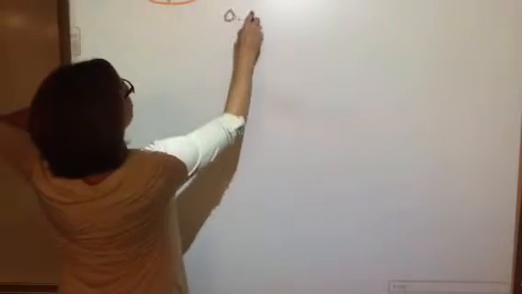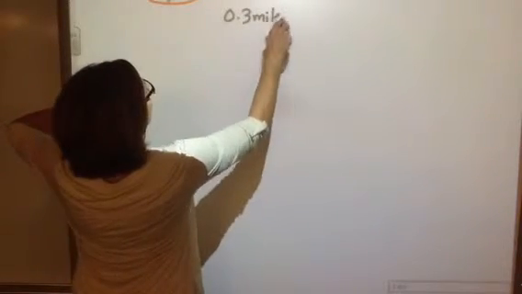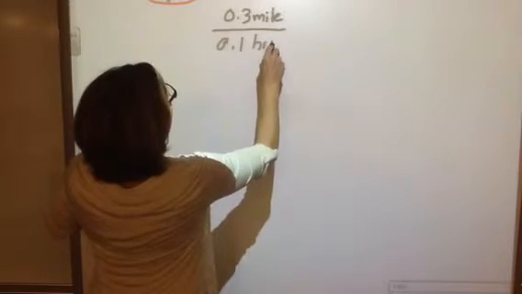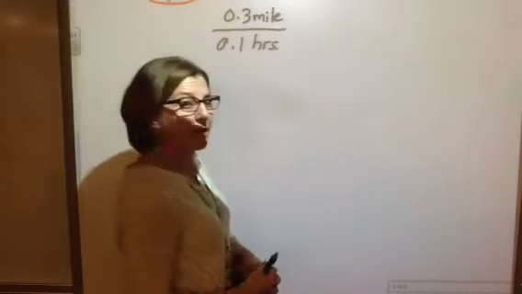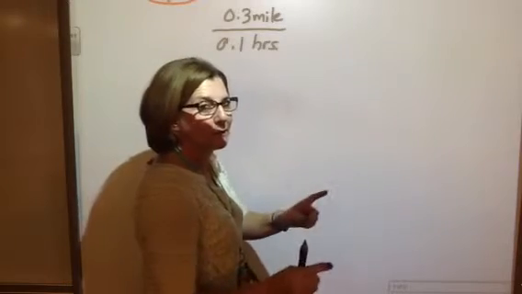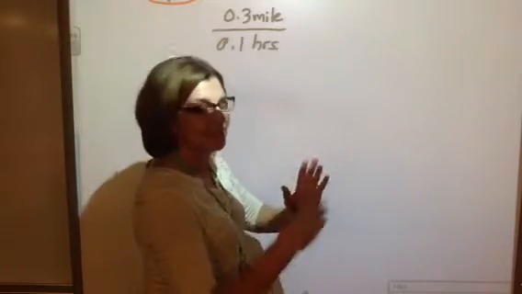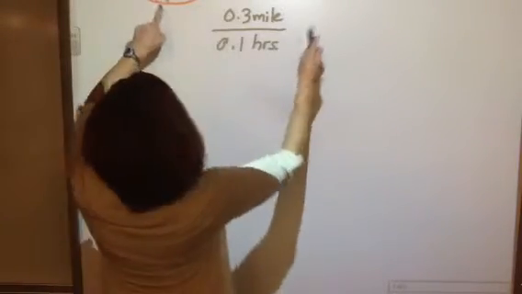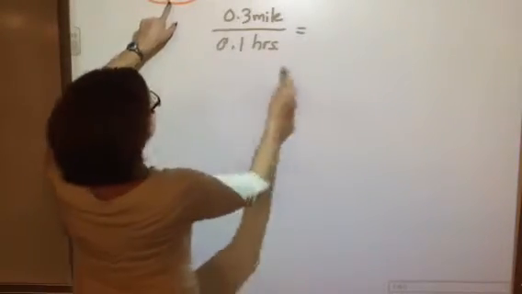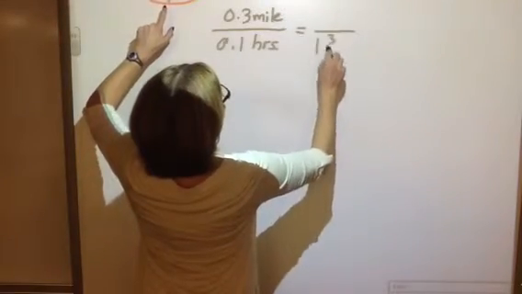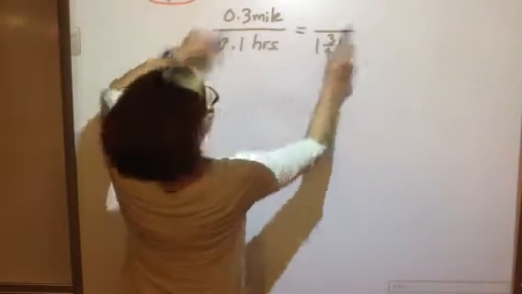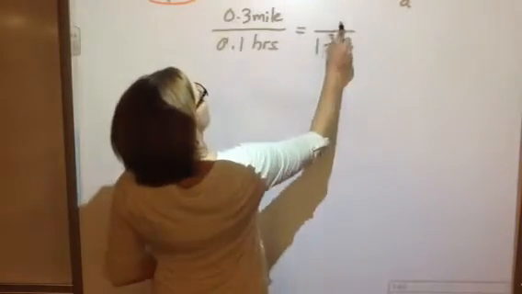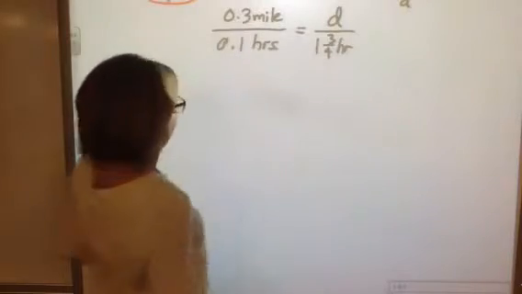So we'll say 3/10 miles over 1/10, 0.1 hours. And does anybody know what 1/10 of an hour is? Divide 60 by 10, so it's 6 minutes. But you can leave it like this. So how far can she walk in 1 3/4 hours? Because we want to keep the hours the same. So we have 1 3/4 hours. And how far can she walk? That's her distance. We don't know the distance. So we're going to put D, and that goes with miles.